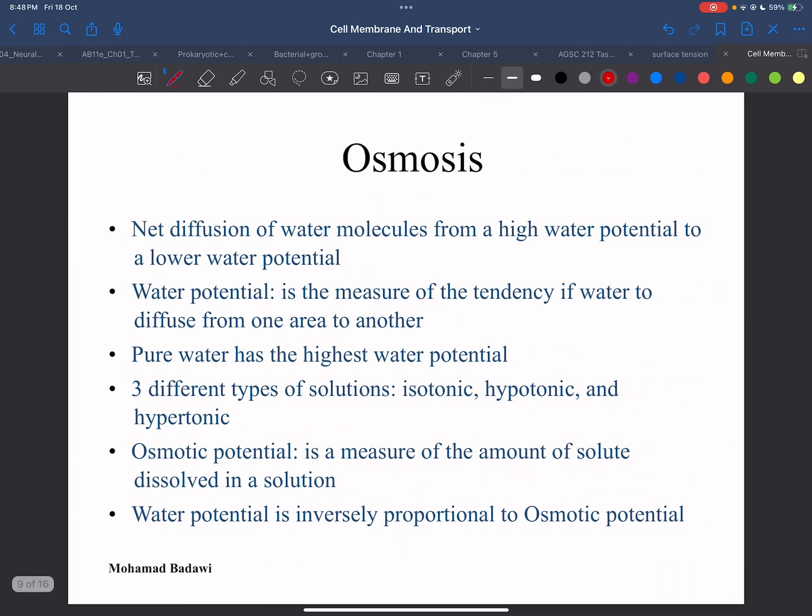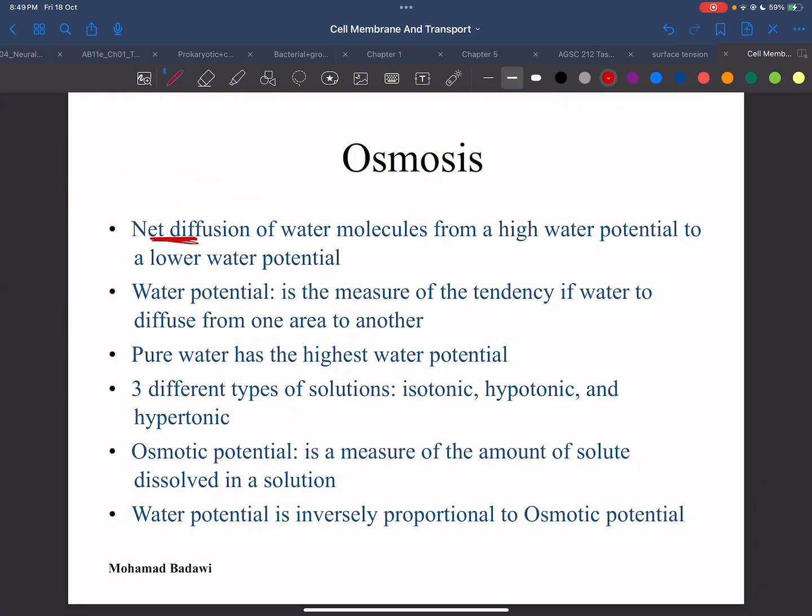Now let's look back at osmosis. We said osmosis is the net diffusion. This is very important to know, it's the net diffusion. What does that mean? So even after we reach equilibrium, molecules will still be diffusing in and out. However, the net, so when I sum them both up, I will get zero. It does not mean when I reach equilibrium, no more water molecules are being transported in and out. There's always going to be transport in and out. However, the net result is going to be equal to zero.